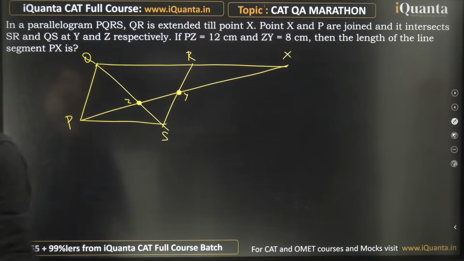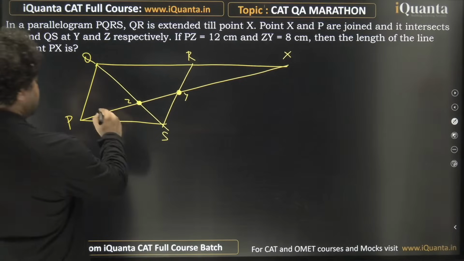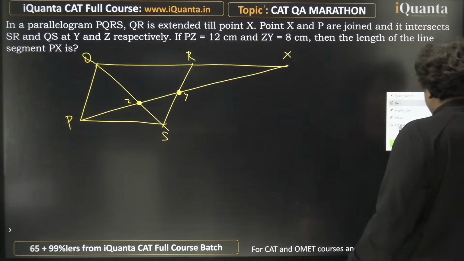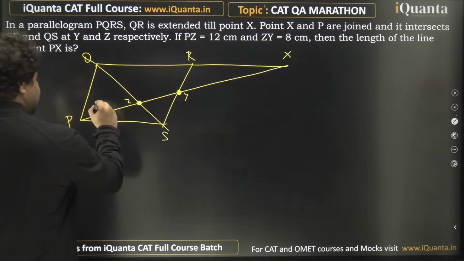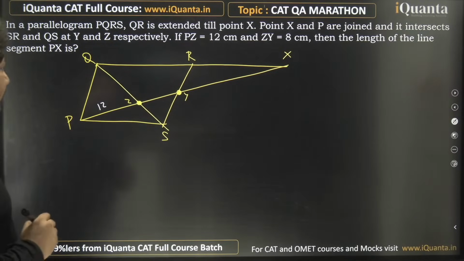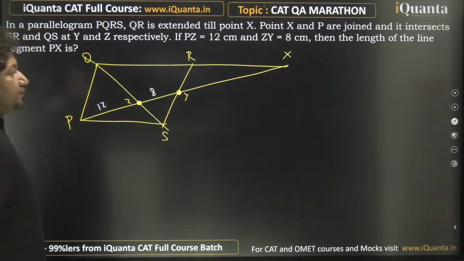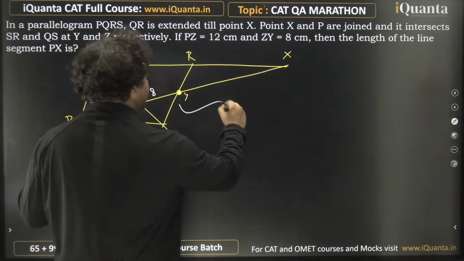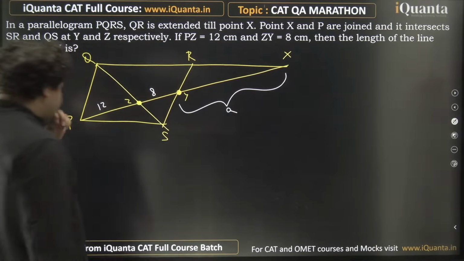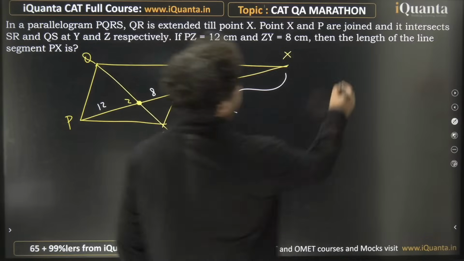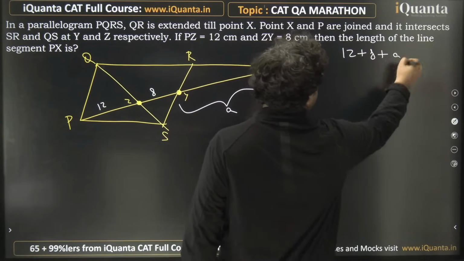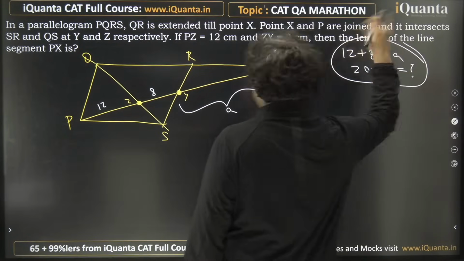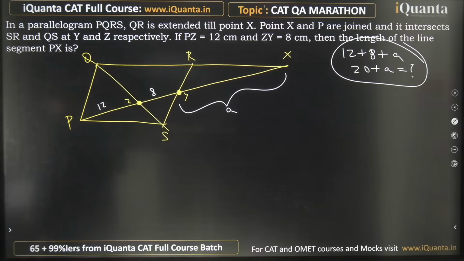Z. All right. PZ is given as 12 and ZY is given as 8. We have to find the length of the line segment PX, this whole. I can assume this to be equal to, let it be A. So basically we need to find 12 plus 8 plus A, or we can say 20 plus A. This is what we have to find. I have kept it written for reference.